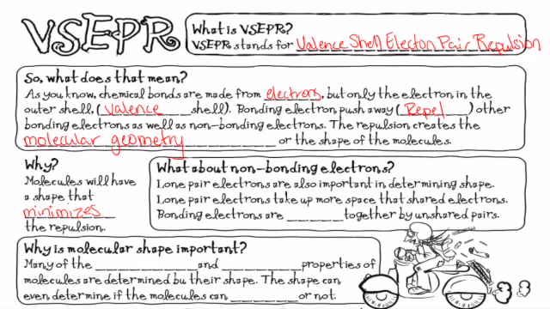What about non-bonding electrons? Lone pair electrons are also important in determining shape. Lone pair electrons take up more space than shared electrons. Bonding electrons are pushed together by the unshared pairs. Why is molecular shape important? Many of the physical and chemical properties of molecules are determined by their shape. The shape can even determine if molecules can react or not.